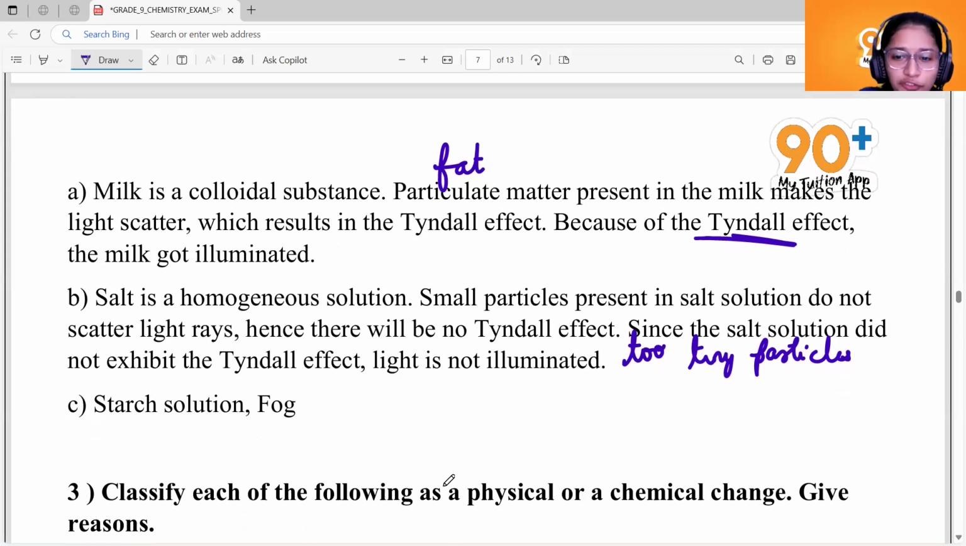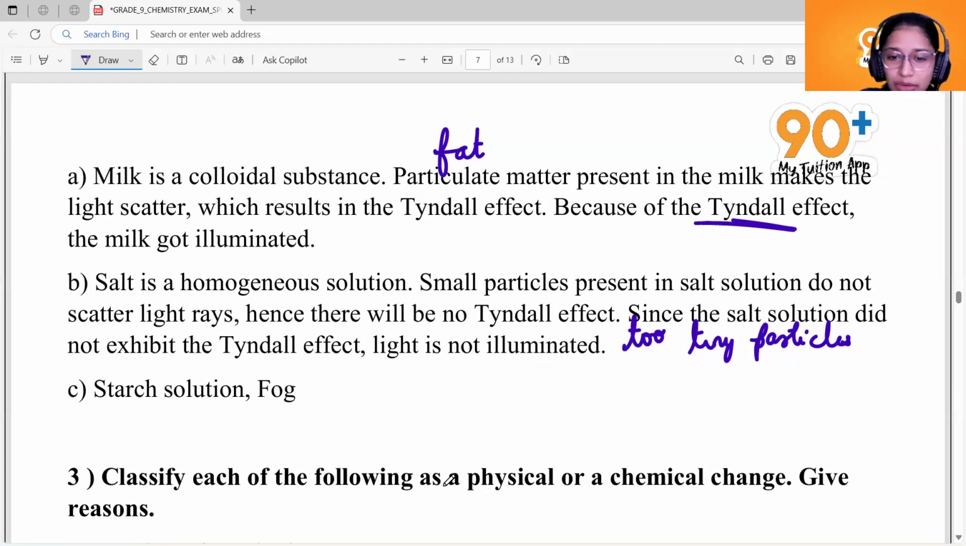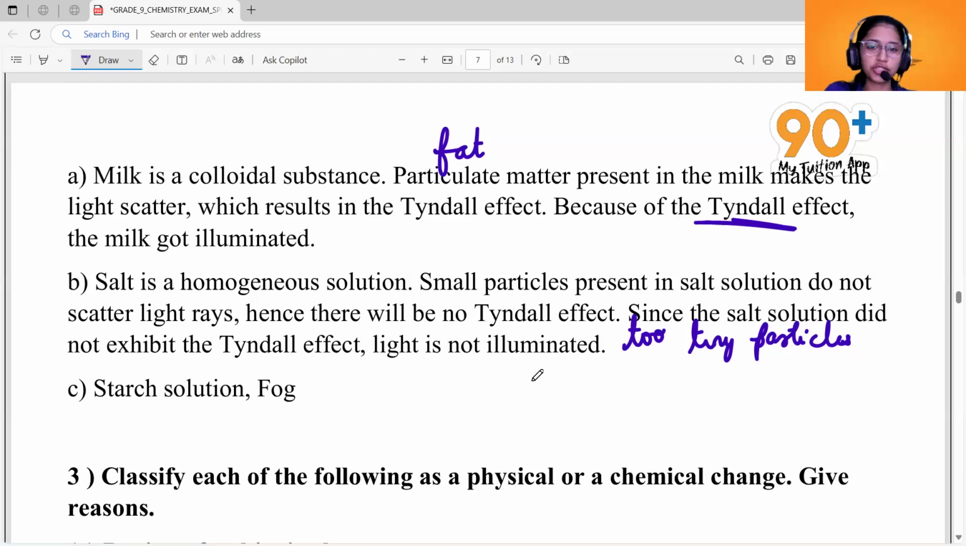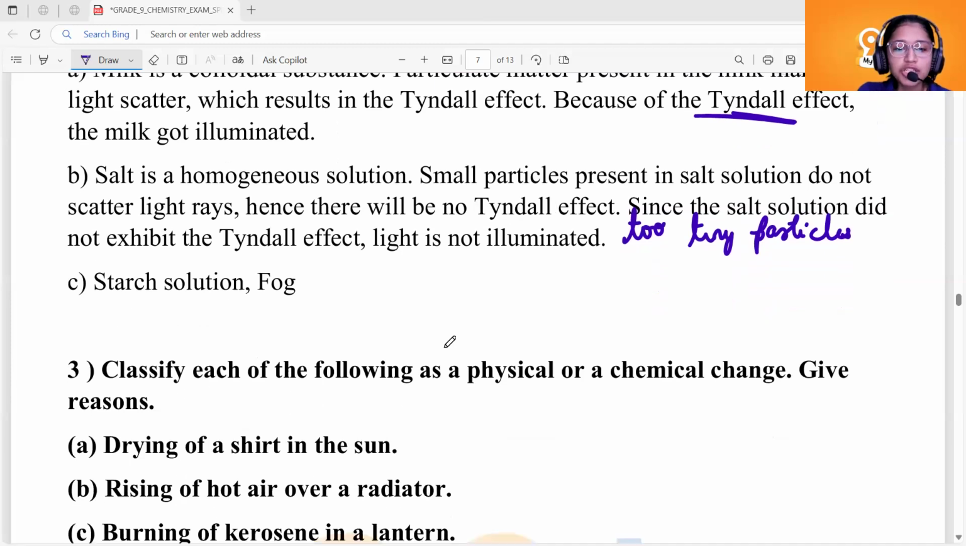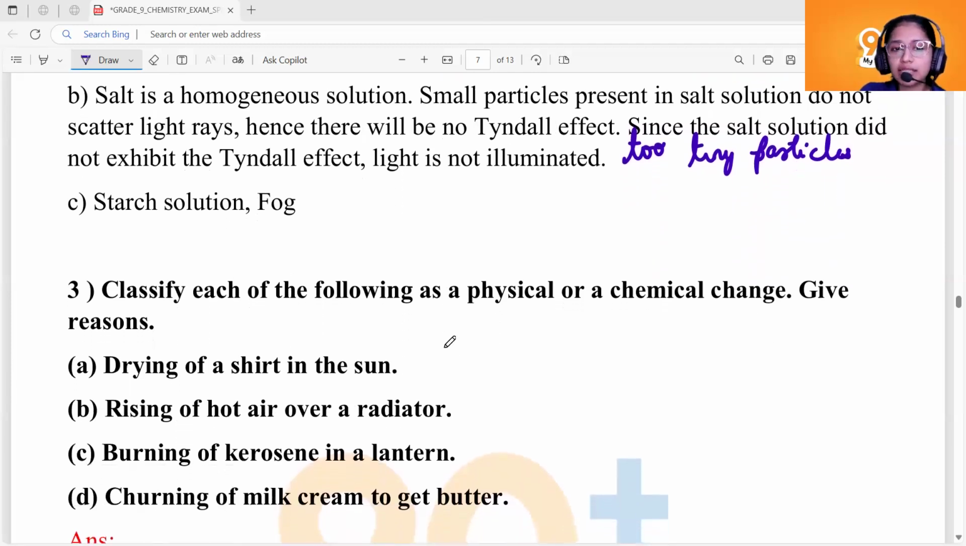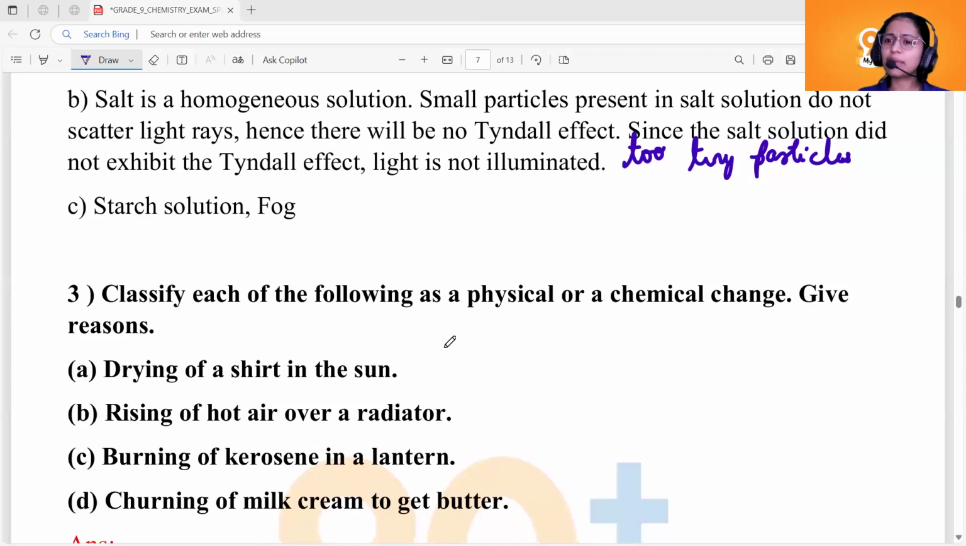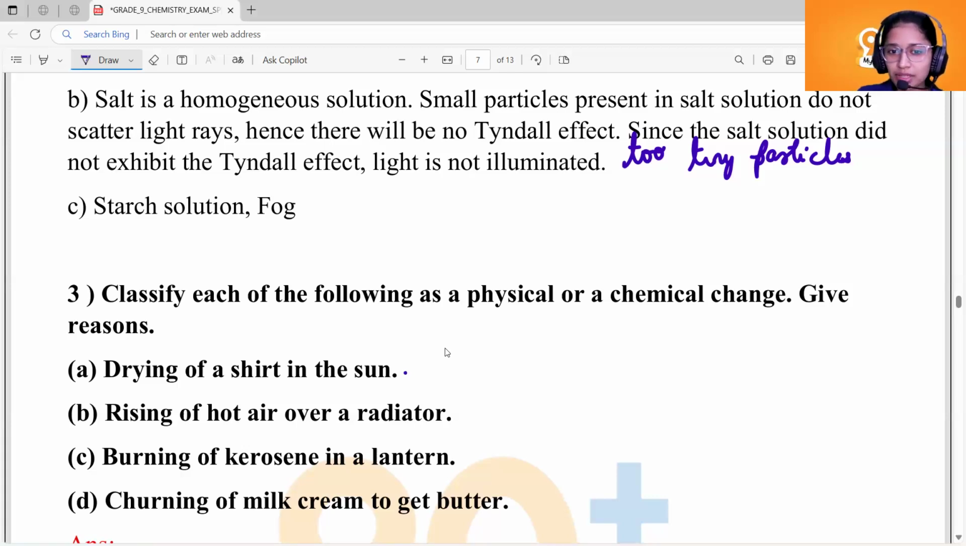Next question. Classify each of the following as a physical or chemical change and give reasons. So we'll look at the changes and classify them into physical and chemical. Drying of a shirt in the sun. What do you think? First we'll classify them, then we look at the reasons. Is that a physical change or is that a chemical change? It is a physical change.